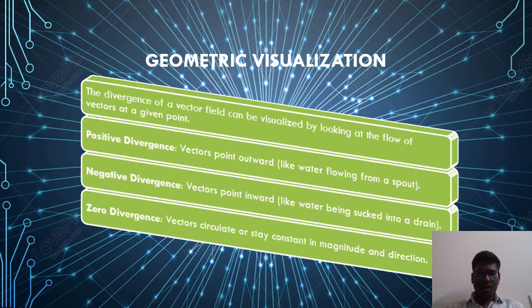Geometric visualization. The divergence of a vector field can be visualized by looking at the flow of vectors at a given point. There are three types: positive divergence, negative divergence, and zero divergence. For positive divergence, vectors point outward like water flowing from a spout. For negative divergence, vectors point inward like water being sucked into a drain. For zero divergence, vectors circulate or stay constant in magnitude and direction.